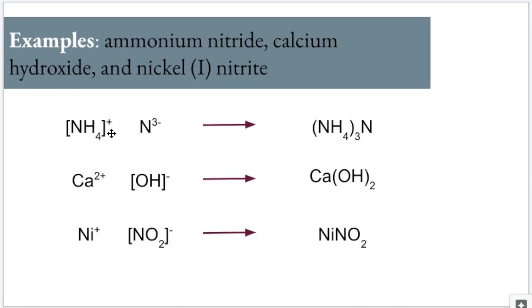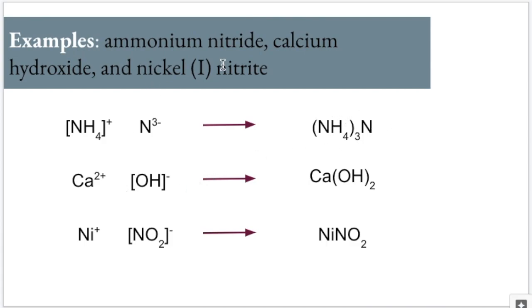When I crisscross these, I will have 3 NH4s and I will have 1 nitrogen. When I drop the charges, I'm also going to drop the 1 because it's not necessary. I made sure to put in my parentheses here so that I know that I have 3 of my ammoniums. So it ends up being this chemical formula.